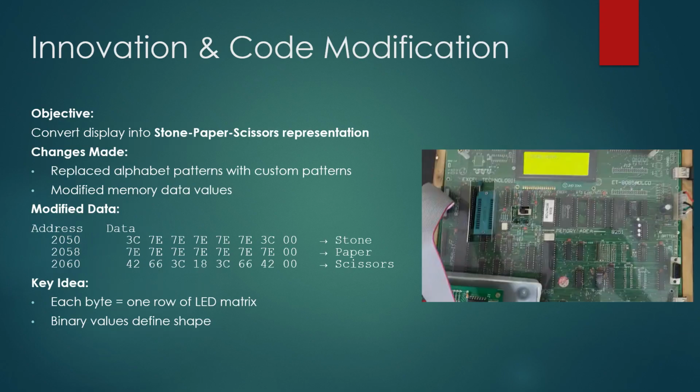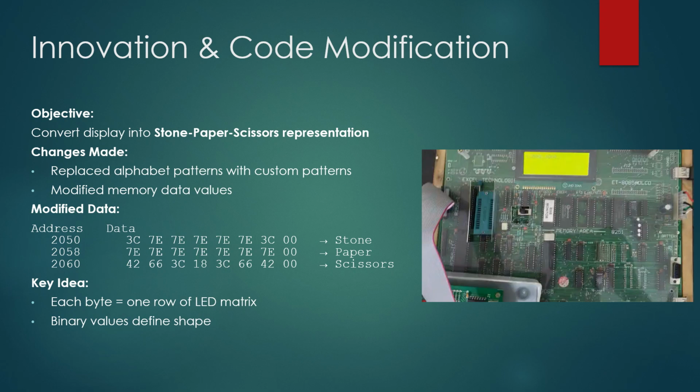So now the innovation and code are considered. This is the code that I wrote. The objective was to convert the display into a stone, paper, scissor representation. I made changes in the part of the code that defines what is displayed on the screen. Initially the addresses from 2050 to 2057 were for A, and the next 8 were for B and then C. What I changed was that I replaced the alphabet patterns with custom patterns. Those custom patterns were created by me by converting binary code into hex code and representing that on the screen.